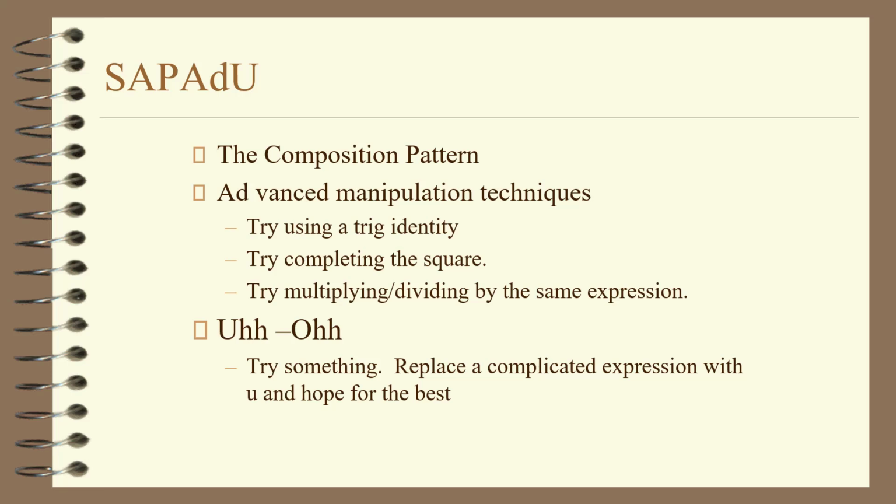It's things where you shouldn't try this stuff until you try everything else. So using trig identities, trying completing the square, multiplying and dividing by the exact same expression. These are all things you try after you try everything else. And then if it's really, really bad, you get to the very last step, which is U for uh-oh, something really is bad. You have to try something. The only thing you can try at this point is U substitution.